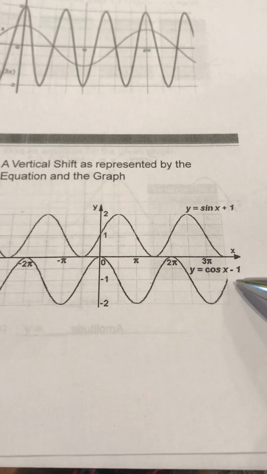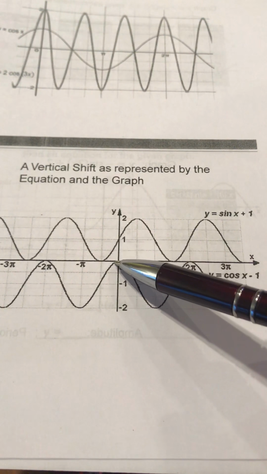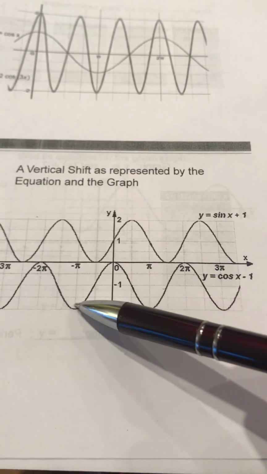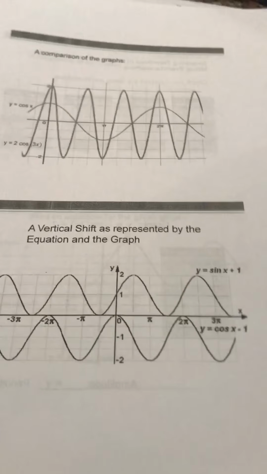And for the cosine graph, we moved it down 1. So it used to have this mountain here at 1, and now it's moved down 1, and the whole graph is moved, every point down 1. So we see that. All right, moving on to the next slide.